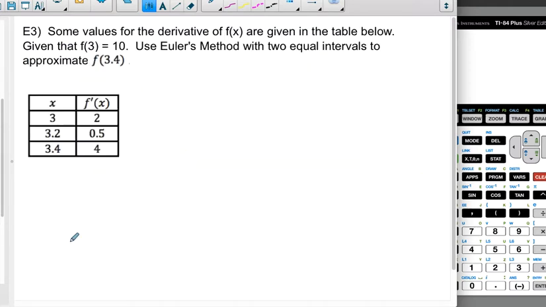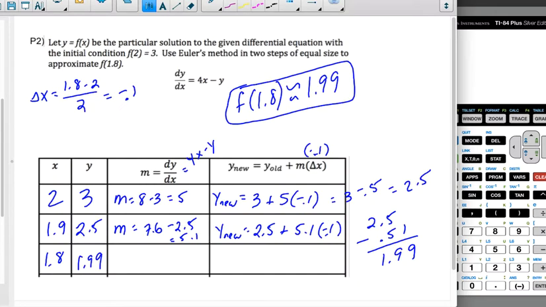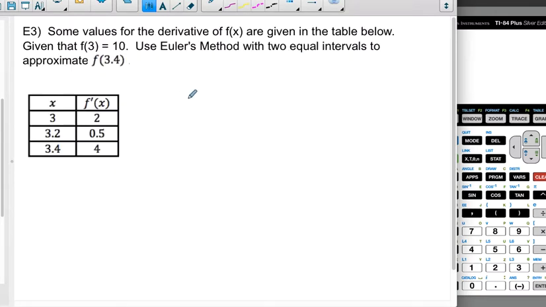All right. So some values of the derivative of f are given in the table below. Use Euler's method with 2 equal intervals to approximate f of 3.4. Okay, so this time I didn't give you the table, right? And I've been giving you the table every other time. It's up to you if you want to use the table. You don't have to. Me personally, I really like using my table. So I'm going to go ahead and use my table.